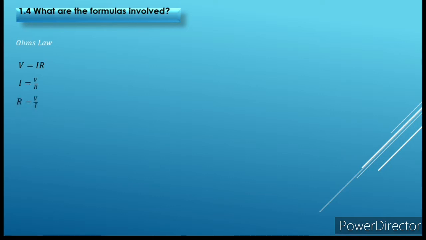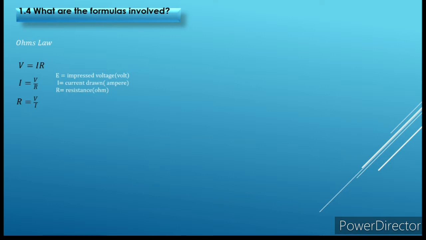We can also replace V with E. E is equal to the impressed voltage and the unit is in volt, or E or V na siya. I is equal to current drawn and the unit is in ampere, and R is the resistance, unit is in ohm.